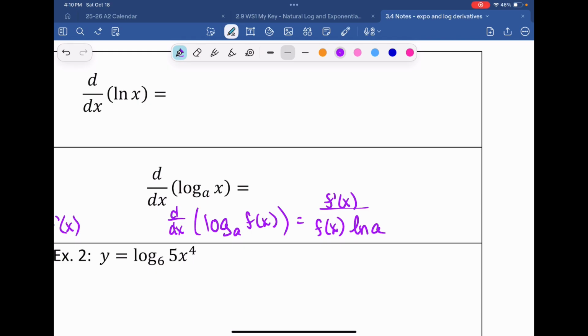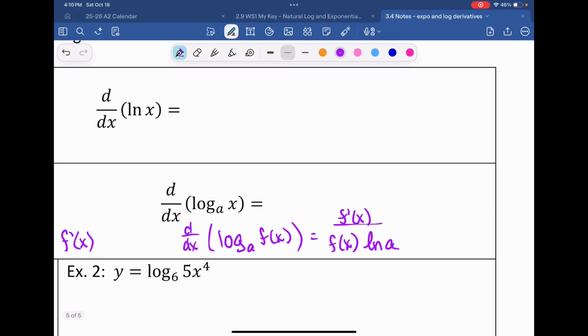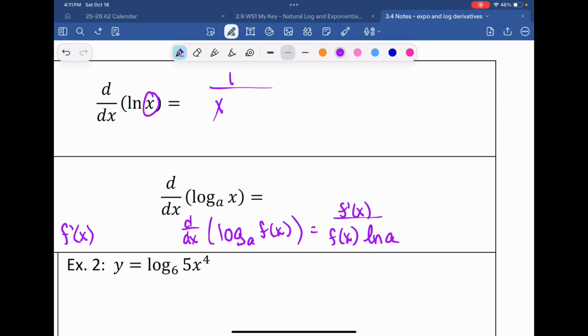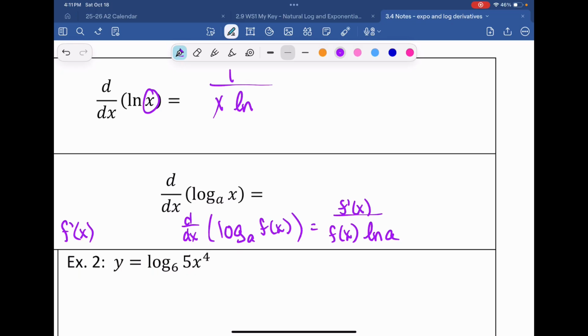So again, let's consider it with the ln of x. f prime of x, that's the derivative of the argument, that's 1, over f of x, times the ln of the base. Well, a natural log is log base e. So what is the ln of e? Well, ln of e is 1. So this is 1 over x. Remember, the f of x is the argument, so the argument there is the x.